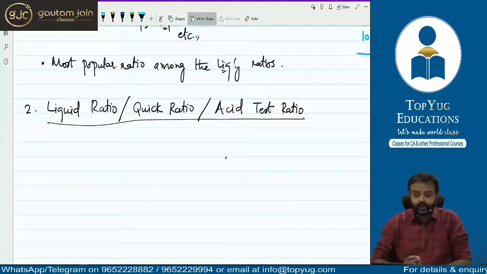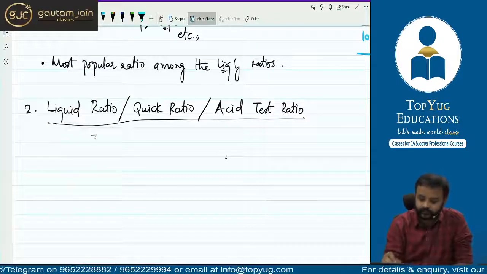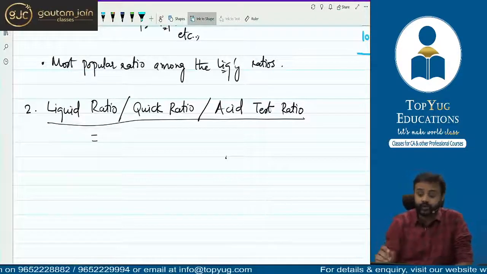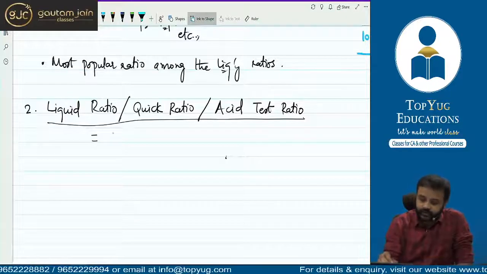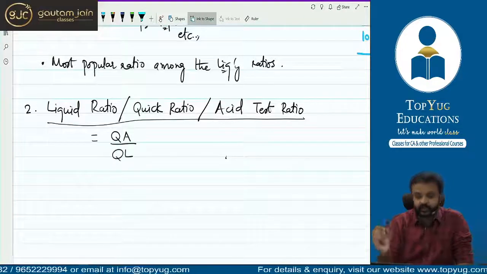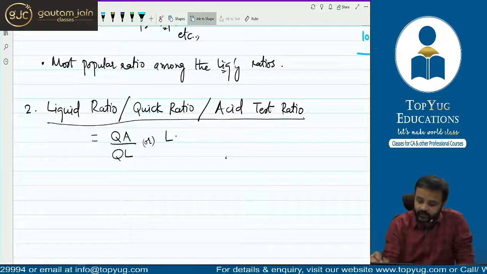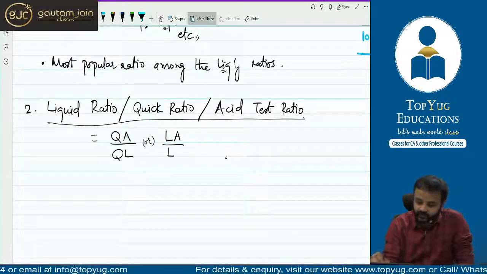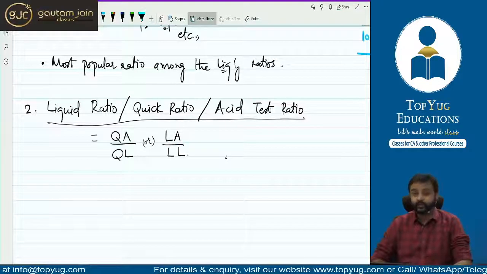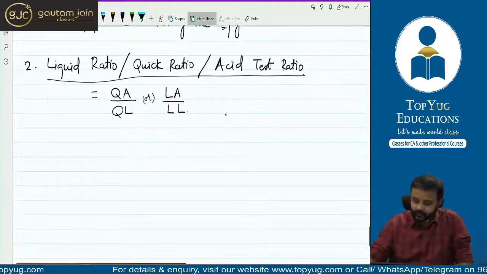Right. So how do we calculate liquid ratio? The first thing, let's talk about the formula. Let's talk about how we calculate this quick ratio. It's quick assets divided by quick liabilities, or maybe we can say liquid assets divided by liquid liabilities.